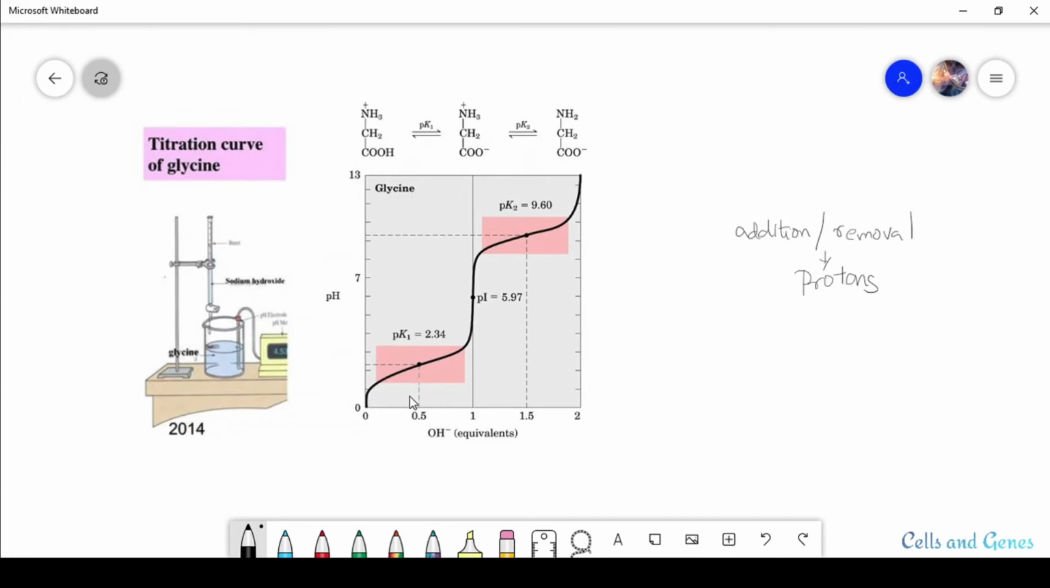In the first stage of titration, the carboxylic group of glycine will lose its proton, and it will have an equimolar concentration of proton donor and proton acceptor species.